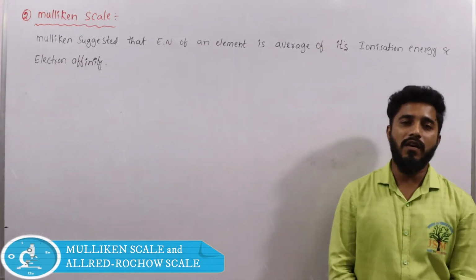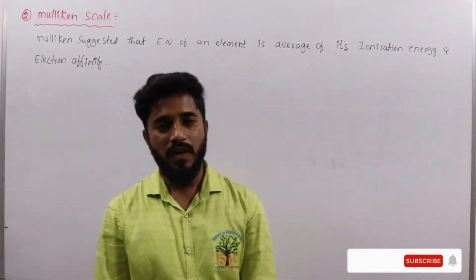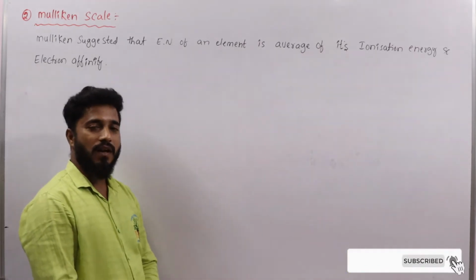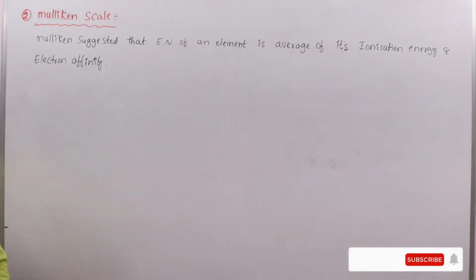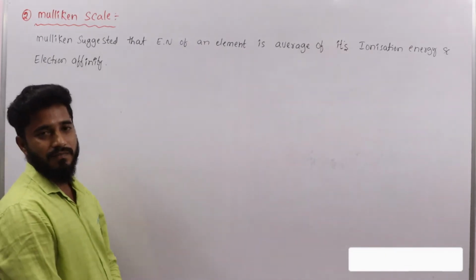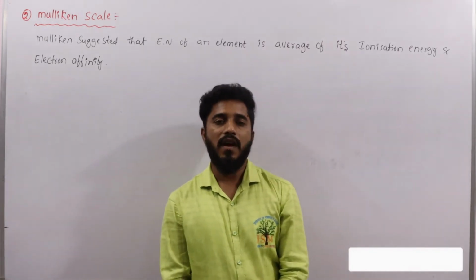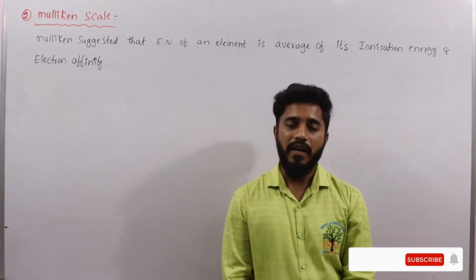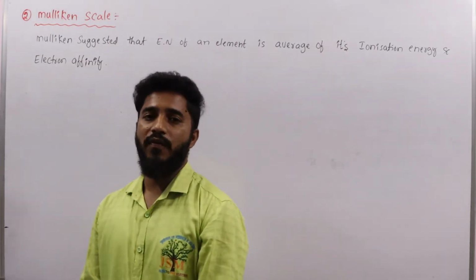In the previous video, I discussed the Pauling scale of electronegativity. In this video, I am going to explain the next scale, that is the Mulliken scale. Here, Mulliken suggested that the electronegativity of an element is the average of its ionization energy and electron affinity.